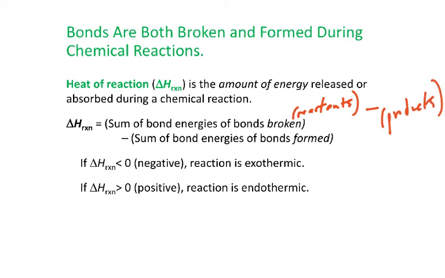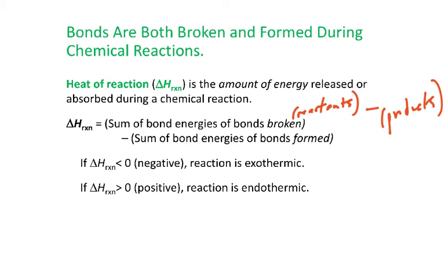So if delta H is negative, then that means that the products are more stable, right? That the bond energies add up to a greater value than the reactants, and it's exothermic. It releases energy when it forms.